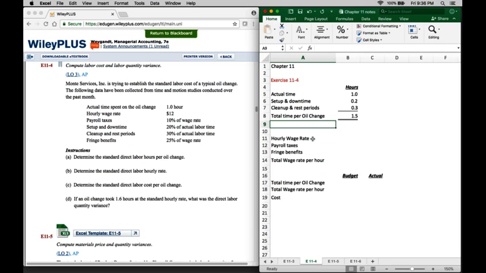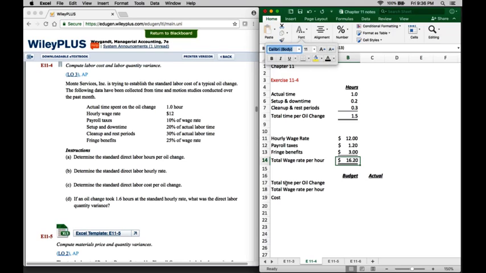Now let's look at the compensation. We already know the employees are paid $12 per hour. The employer has to pay payroll taxes on that number at the rate of 10%. The employer also gives fringe benefits to the employees, and that's costing the employer 25%. So what's the total cost to the employer per hour? The total cost to the employer per hour is $16.20, not just this $12.